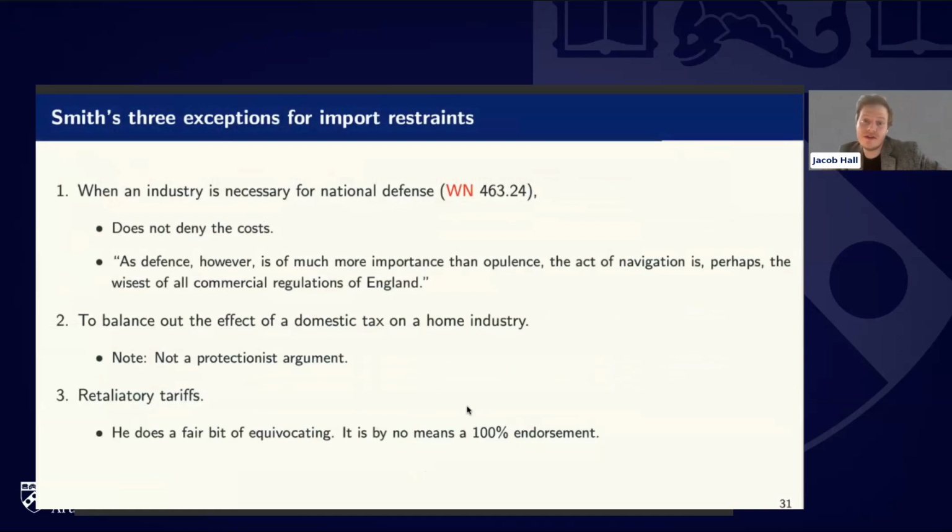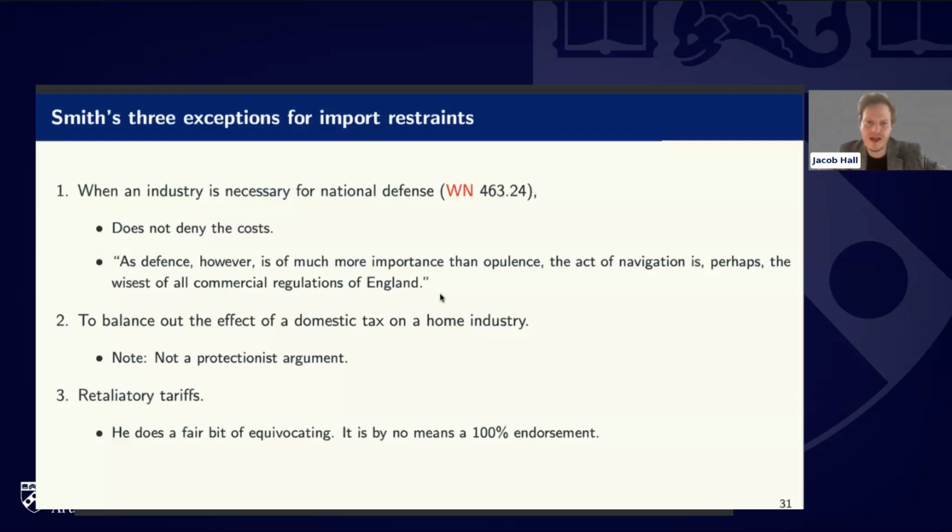Smith does have 3 exceptions for import restraints. So the first is when an industry is necessary for national defense. I think this is one of the most famous exceptions that people trot out. This is true. He says this, although he doesn't deny the costs. He's not saying there's no cost to protecting an industry for national defense. It has all of the costs that he has articulated already. And this famous line: as defense, however, is of much more importance than opulence, the act of navigation is perhaps the wisest of all commercial regulations of England.